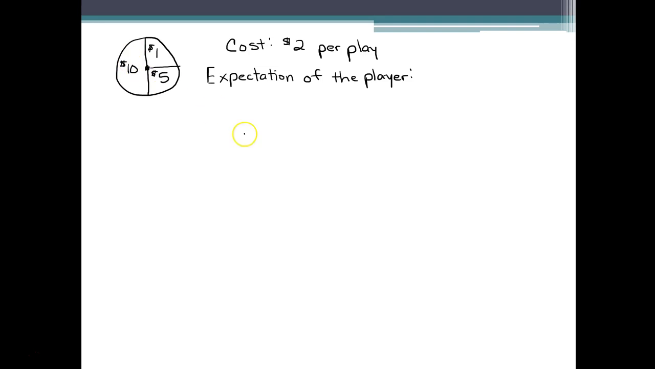Well, the probability of landing on the $10 slot is 1/2. But if they landed on the $10 slot, at the end of the day, they would not walk home with $10. They would actually walk home $8 richer because they had to pay $2 to play. For the $5 slot, probability of landing there is 1/4 because it's 1/4 of the circle. They would actually walk away with $3 at the end of the day because they had to pay $2 to play.